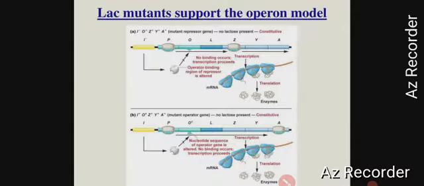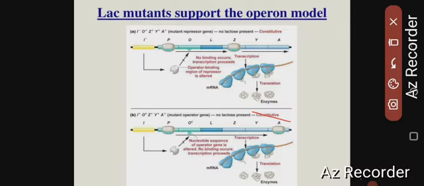So today I'm going to talk about how lac mutants support the operon model. This question is quite confusing in the exams. Basically, there are two things you have to remember. First of all, what is mutation? Mutation in a gene alters the product of the gene, or it can prevent the gene from functioning properly or completely.